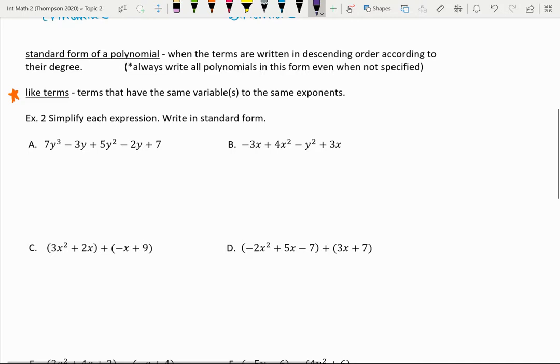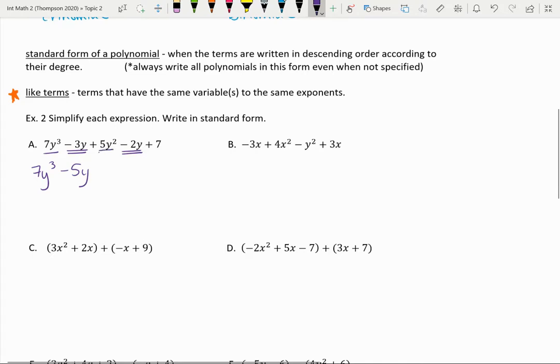All right. So I'm going to go through and I'm going to look for like terms. I've got 7y cubed. And I don't see any other y cubes. Okay, so I'll move on to the next one. Now I've got minus 3y. So I'm looking for anything else that has just a y. That's y squared, and then minus 2y. So minus 3y minus 2y gives me minus 5y.